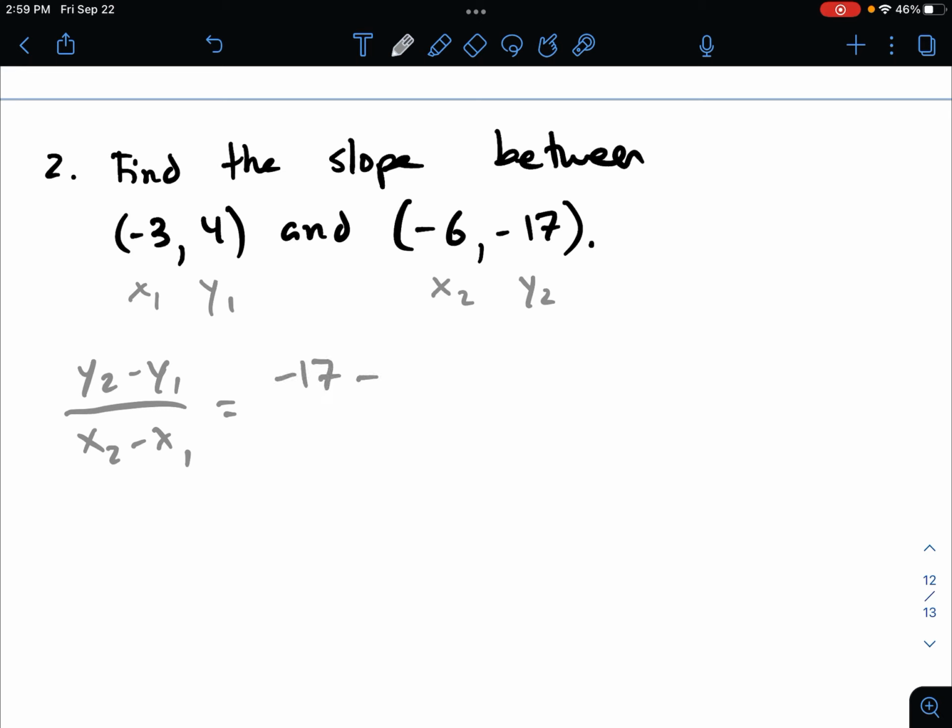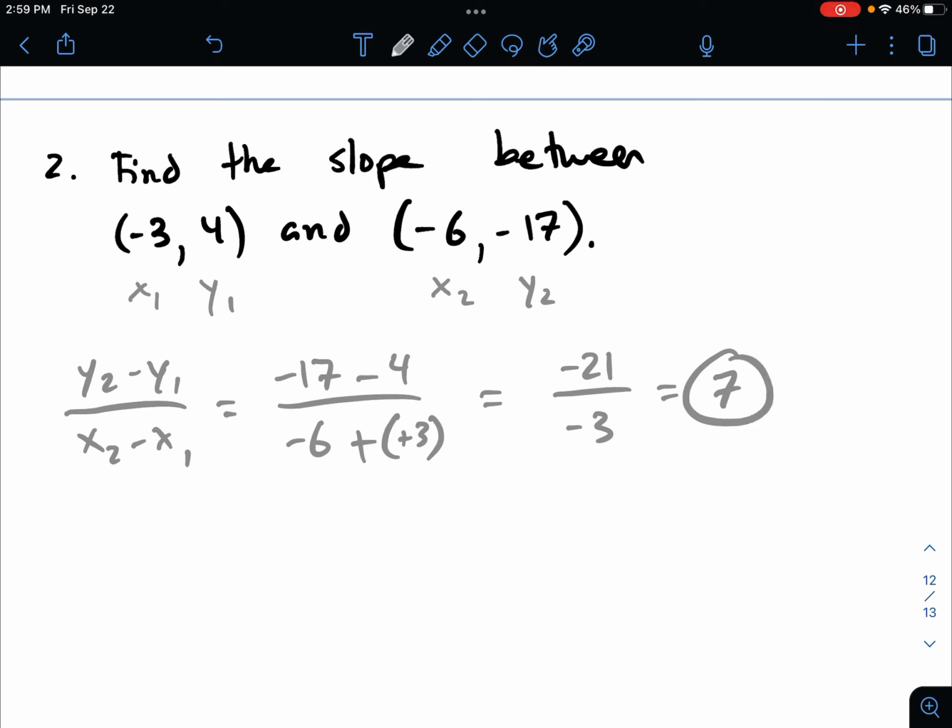So that'd be -17 minus, then y1 we know is 4, and then I've got x2, which is -6, minus x1, which is -3. So be very careful of your double negatives here. You're always subtracting whatever that first value is. So we subtract, we get -21 over, this is really plus, so we get -3. So the slope here would be 7.